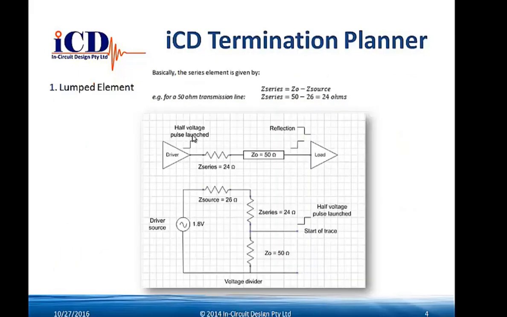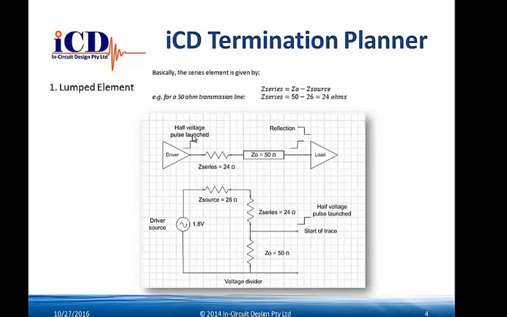termination. Now, series termination, if we looked at the basic lumped element sort of network, you can see we have a driver here which has a series terminator. The driver also has a source impedance and a voltage driver source. That goes into a series terminator and into the, say, 50 ohm transmission line, and then into the high input impedance load. Now, this is a basic voltage divider.